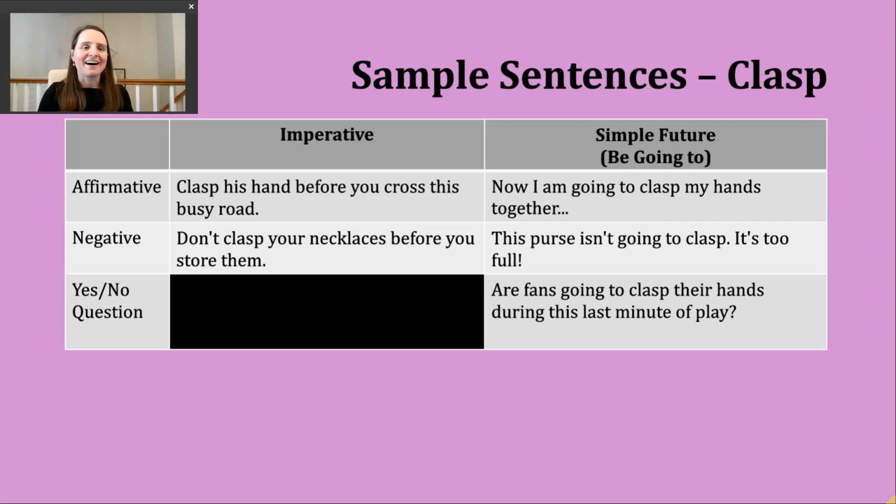Right? So you might hear someone else tell another person, hold maybe your younger sibling's hand, right? But again, this idea of using clasp here is to really emphasize hold it tight, right? Don't let go.